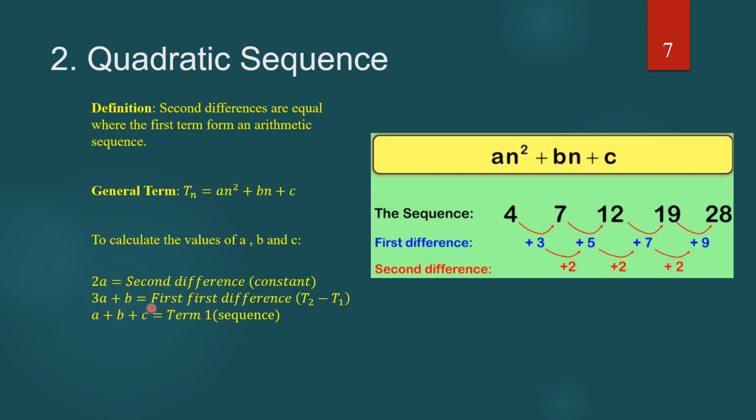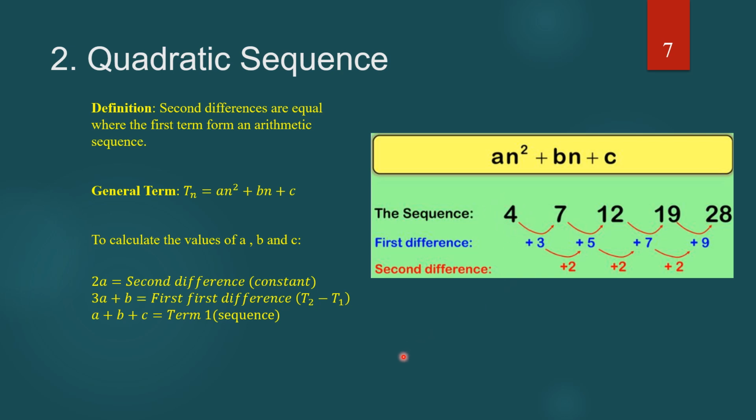3A plus B is equal to the first difference. So 3A plus B would be equal to the first term in the first difference. In this case it would be 3. And then A plus B plus C is equal to term 1. So A plus B plus C in this regard would be term 1, which is 4.